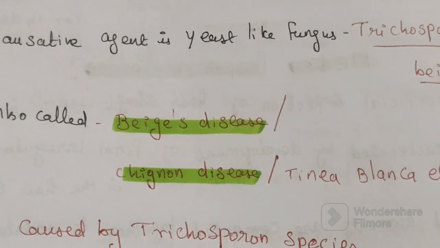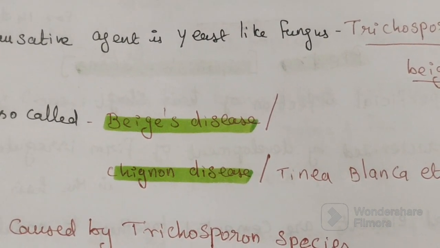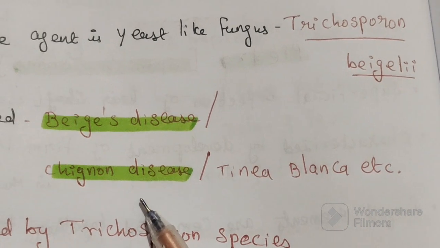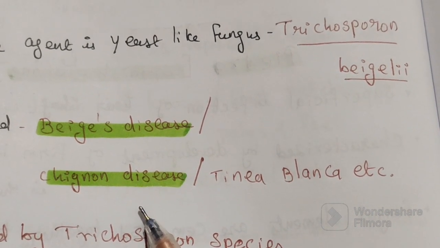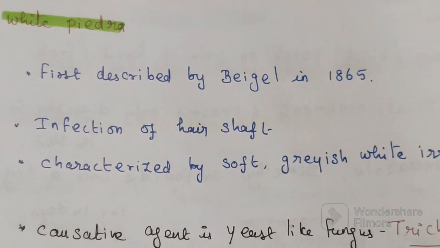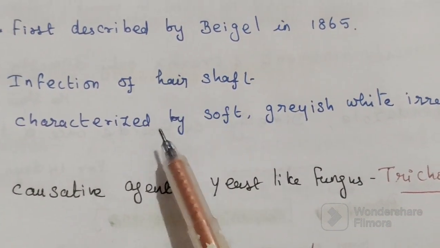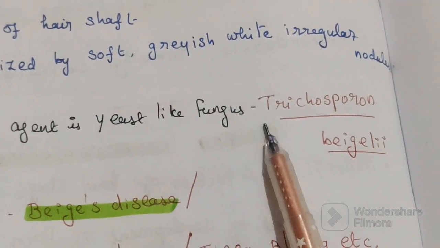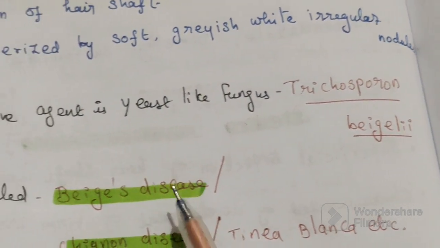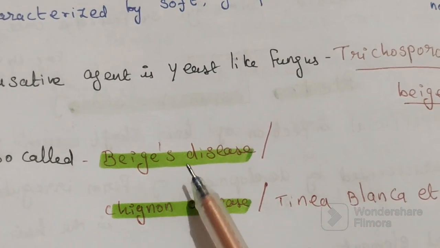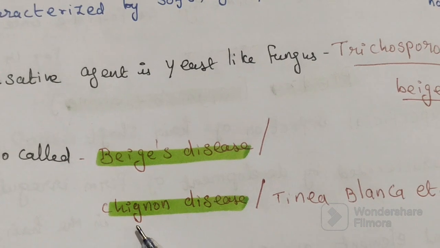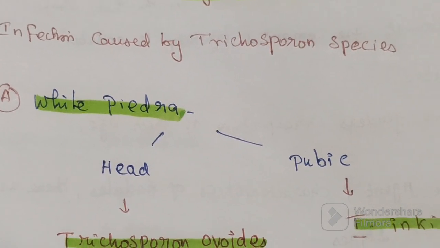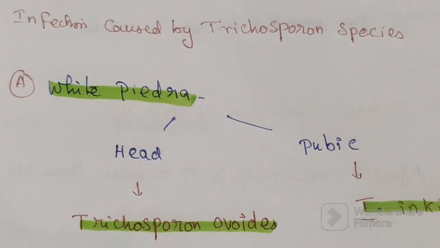This white Piedra is also called Beigel's disease, Chignon disease, and Tinea blanca. So, white Piedra causes infection in the hair shaft, characterized by soft grayish white nodules. The causing agent is Trichosporon beigelii. Other names are Beigel's disease, Chignon disease, and Tinea blanca. So, it is an infection caused by Trichosporon species.